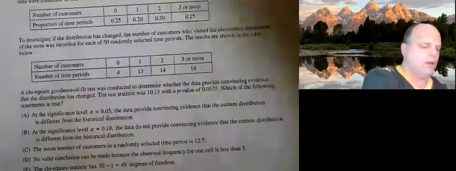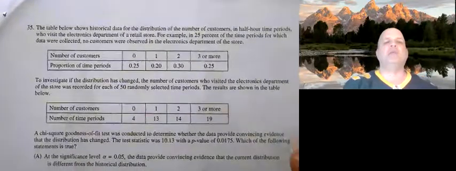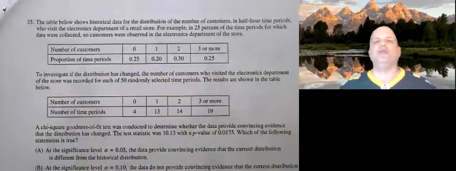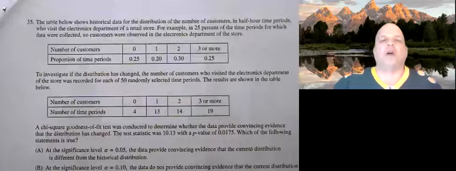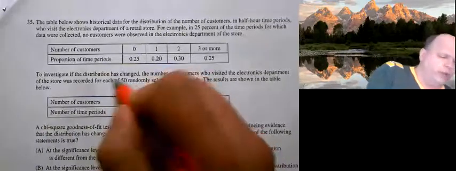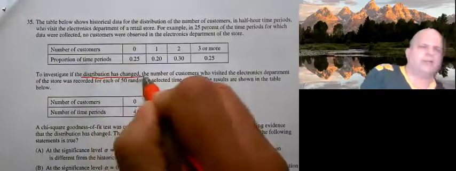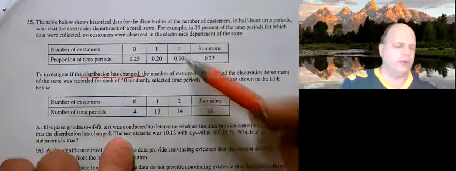Number 35. The table below shows historical data for the distribution of the number of customers in half-hour time periods who visit the electronics department of the retail store. For example, 25% of the time periods for which data were collected, no customers were observed in the department store. To investigate if the distribution has changed. As soon as I see this, that is a key phrase. They want to know how the new distribution compares to the old distribution.